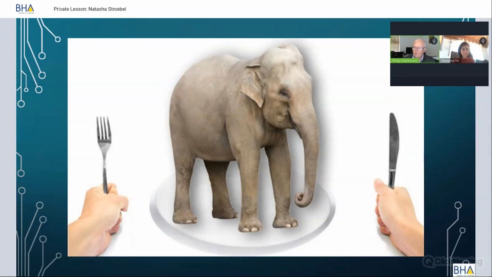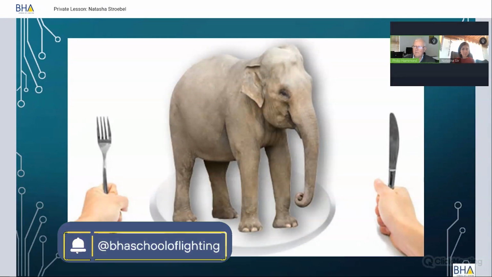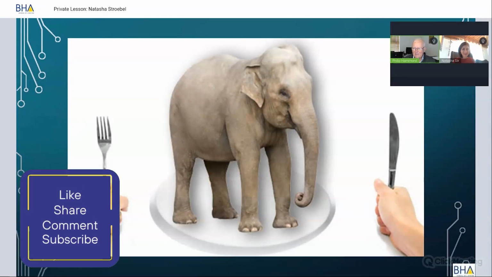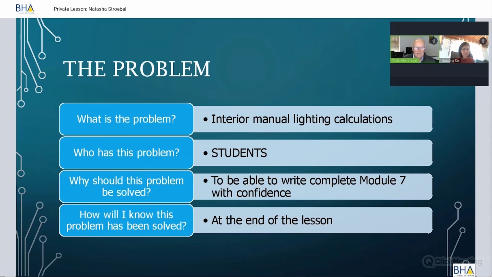For you, not for me, I can do this. All right. So let's have a look. We're going to look during this lesson at interior manual lighting calculations.